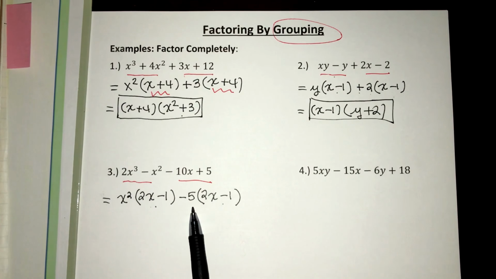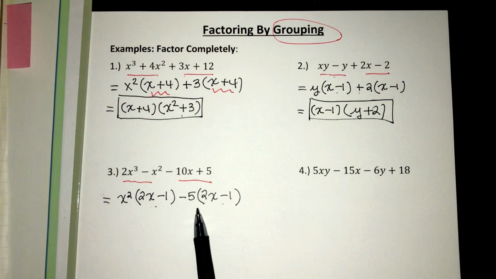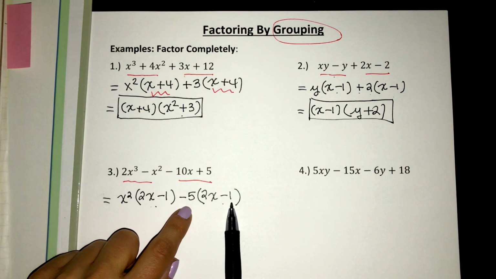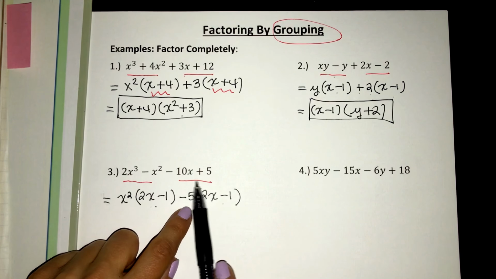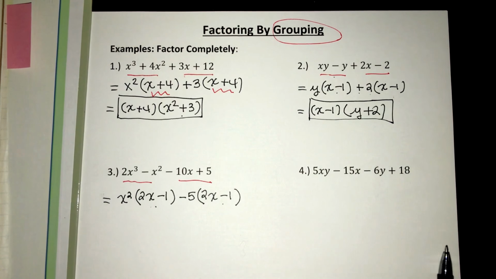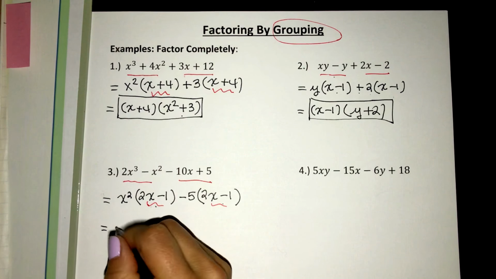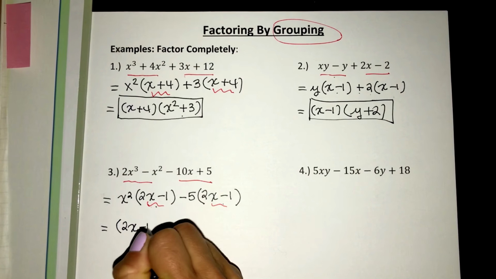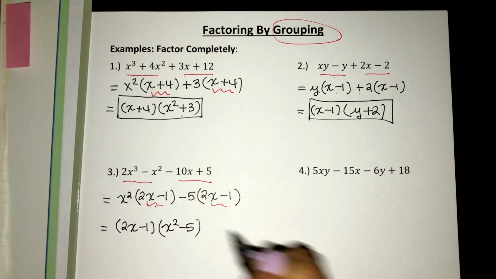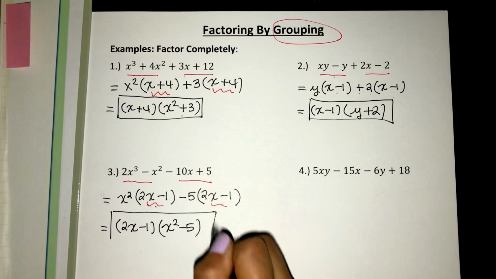Over here, it needs to be negative 5 because then if you check your work really quick and multiply negative 5 back into the parentheses, you need to get back to negative 10x plus 5, which we do. But again, these have to match, and so that's why we had to factor out negative 5. And then we factor out 2x minus 1, and we're left with x squared minus 5. And that is our final answer.